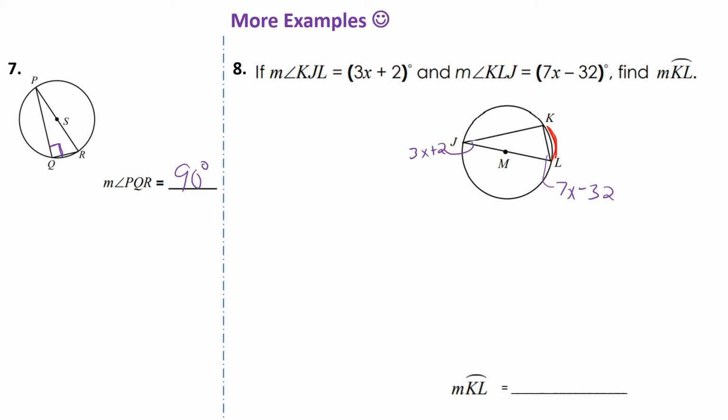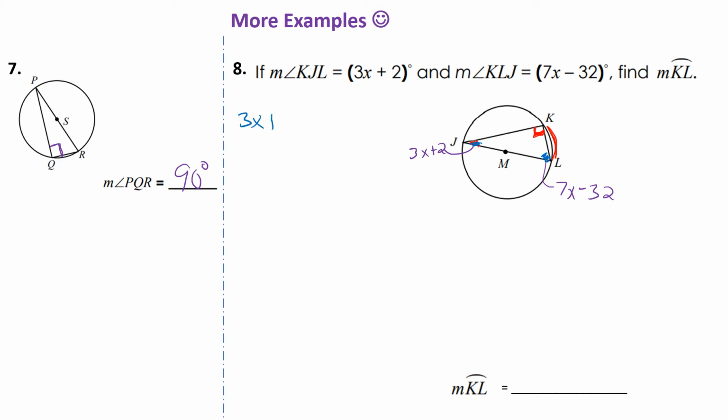So now, since we have a diameter here of JL, the measure of angle JKL is 90 degrees. So I can put a 90-degree angle here. So now we know that there are 180 degrees in a triangle, right? So if this is 90, my other two angles together, KJL and KLJ, would be 90 degrees together. So I could set up the equation here.